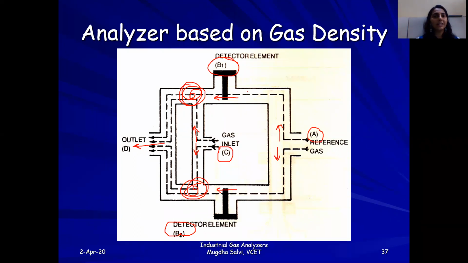It is not an analyzer which is measuring the density of gas. It is an analyzer based on gas density. So don't worry about what will happen if the gas is lighter, or what will happen in the Wheatstone bridge if the gas is heavier. What we are worried about is whether B1 is imbalanced or B2 is imbalanced. Then the Wheatstone bridge final output will get imbalanced or will not be zero, and the change in the output will give us the amount of gas proportionally. Okay.